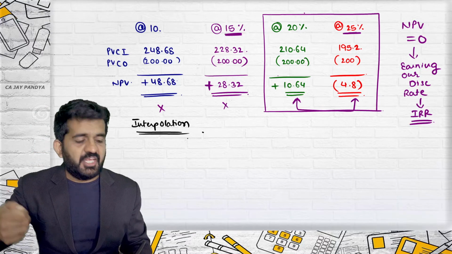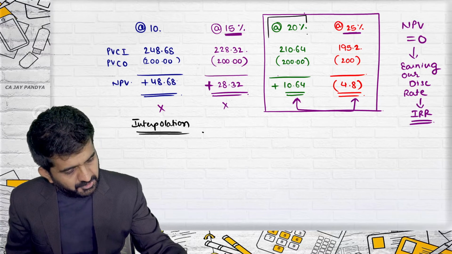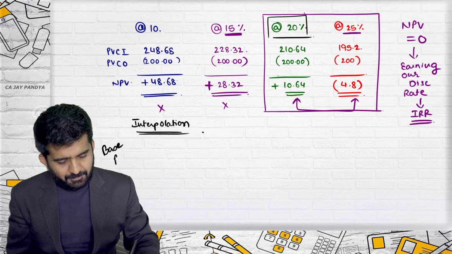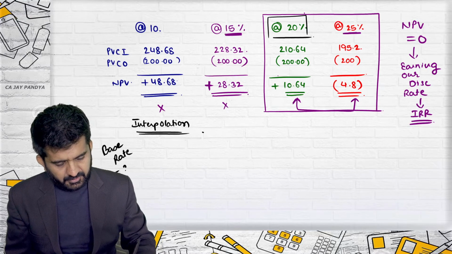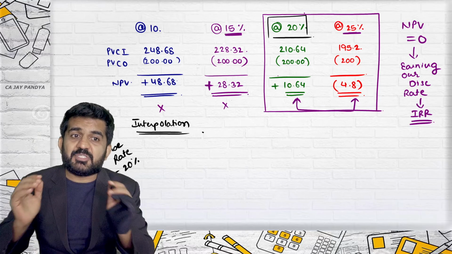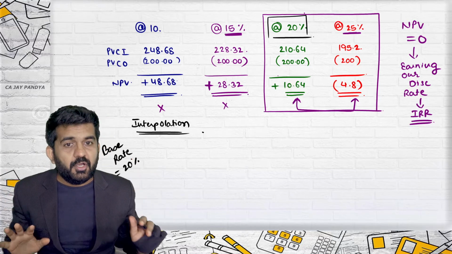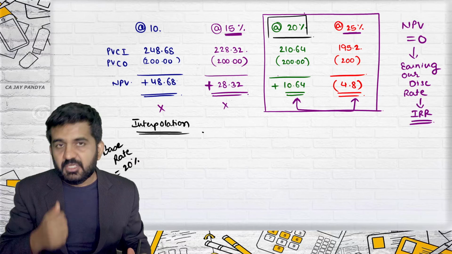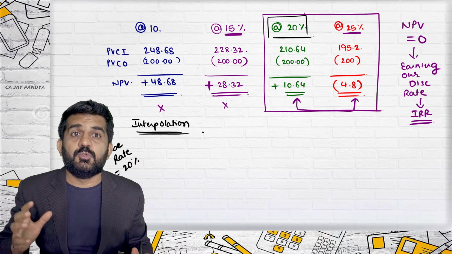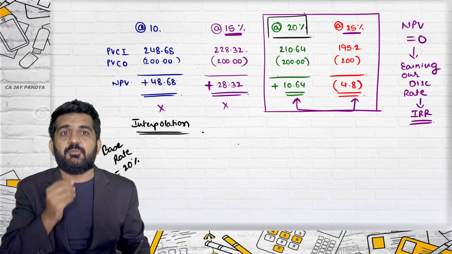I am starting with base rate 20%. So my base rate is 20%. 20% is not my IRR, but I am starting my interpolation technique with 20%. Sir, what is interpolation technique? It is just an approximation technique which gives you an approximate answer between 20 and 25%.